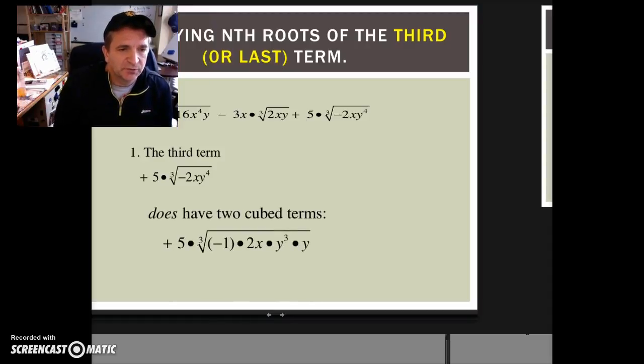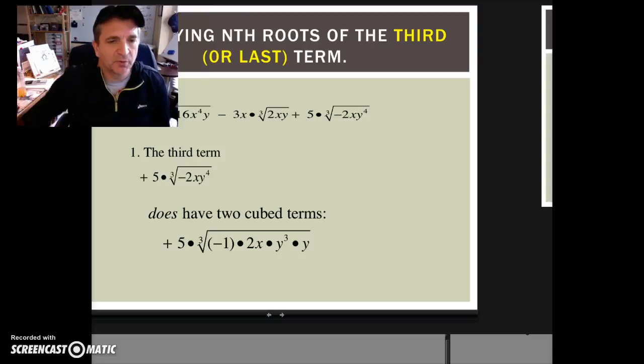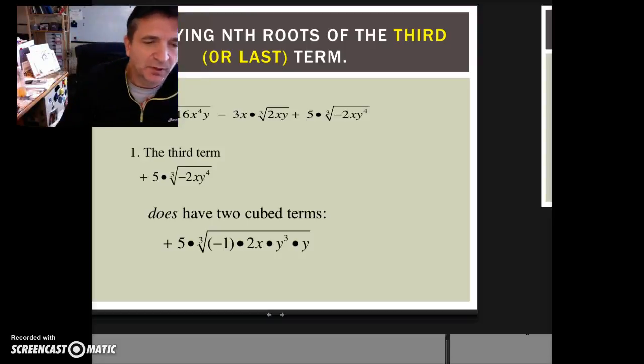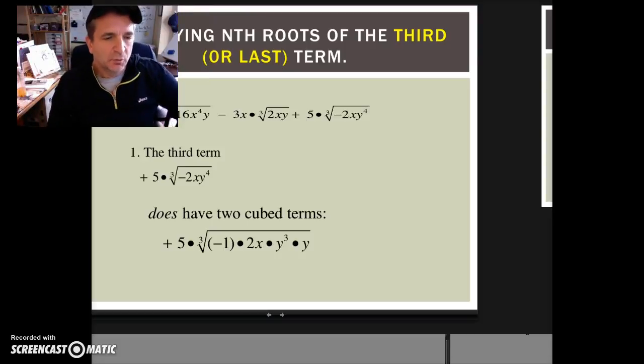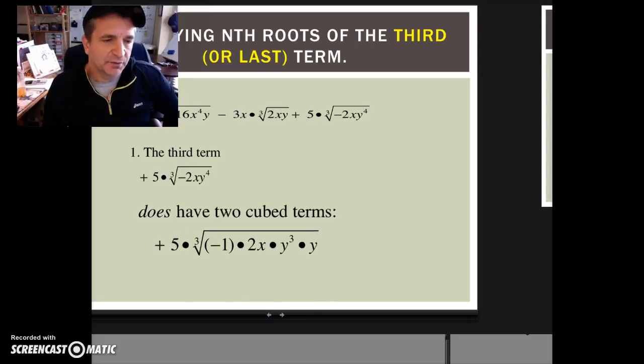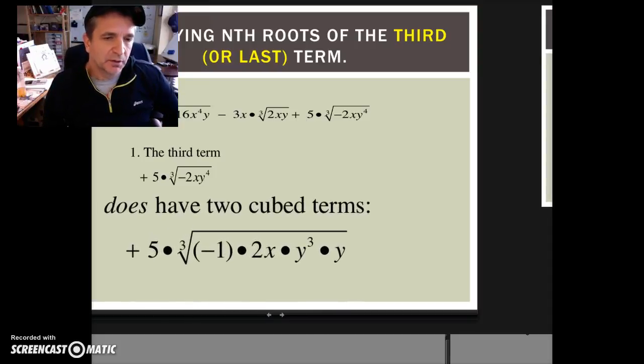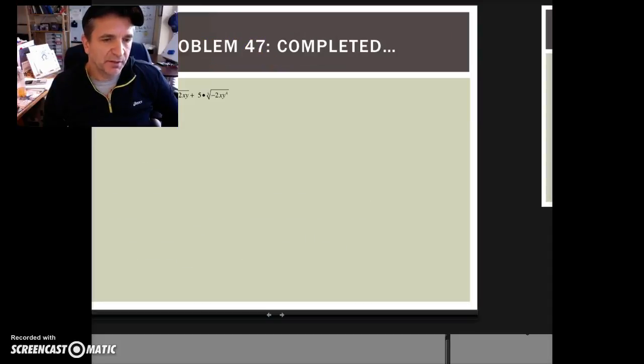So what I did is, we do have two terms in there that we can cube. Number 1, we can cube the minus 1. We can get a negative value. A negative 1 cubed, for example, is still negative 1. And then we've got the y's. I broke the y's down to y cubed times y. So what's maybe not so obvious was the minus 1. If you pull out that minus 1, you'll notice that it'll change that 5 to minus.